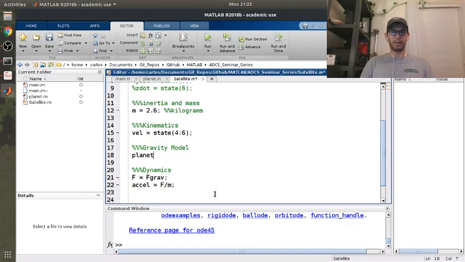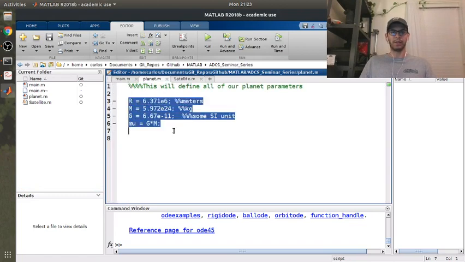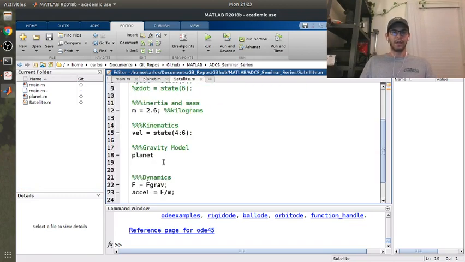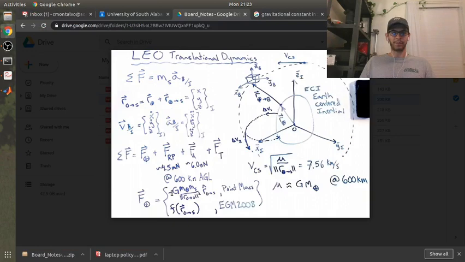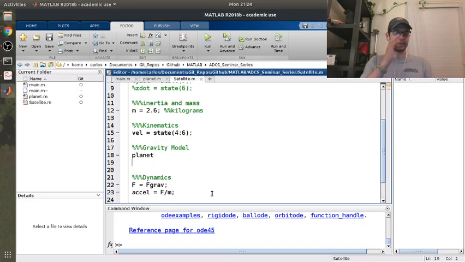So I need to run the planet again, okay? And remember, the planet is just this script here that sort of gives me these parameters. So that'll give me the planet. And then gravity is negative g times the mass of the Earth times the mass of the satellite divided by the norm of the distance from the origin to the satellite squared times this vector r hat. Okay, so that's a lot altogether.